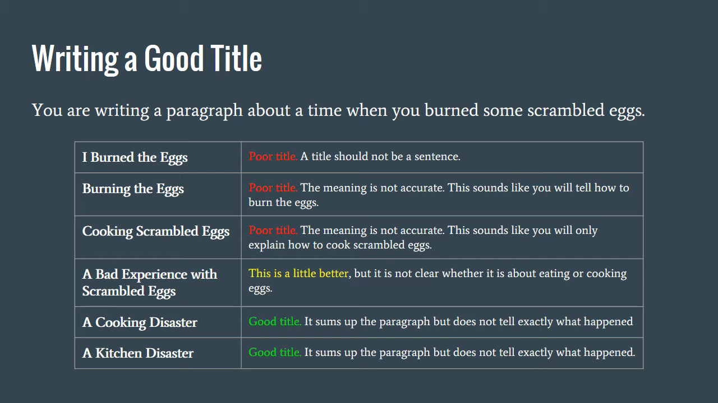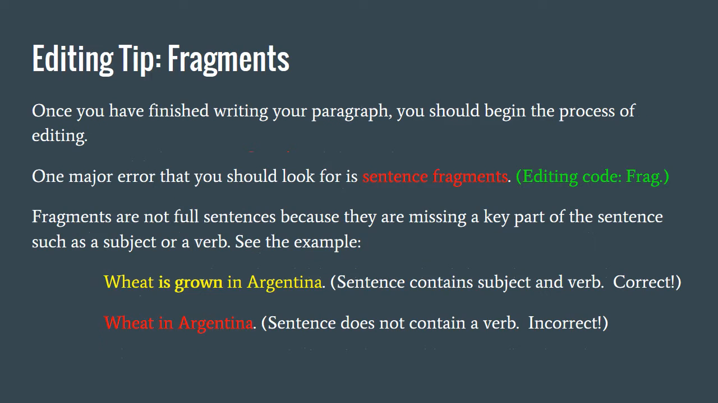form your own titles. So the next thing we're going to talk about here is a tip for editing your paragraphs. And we're going to talk about fragments. And when you think of the word fragments, think of something that's broken and not complete. Once you have finished writing your paragraph, you should begin the process of editing. And one major error that you should look for is sentence fragments.